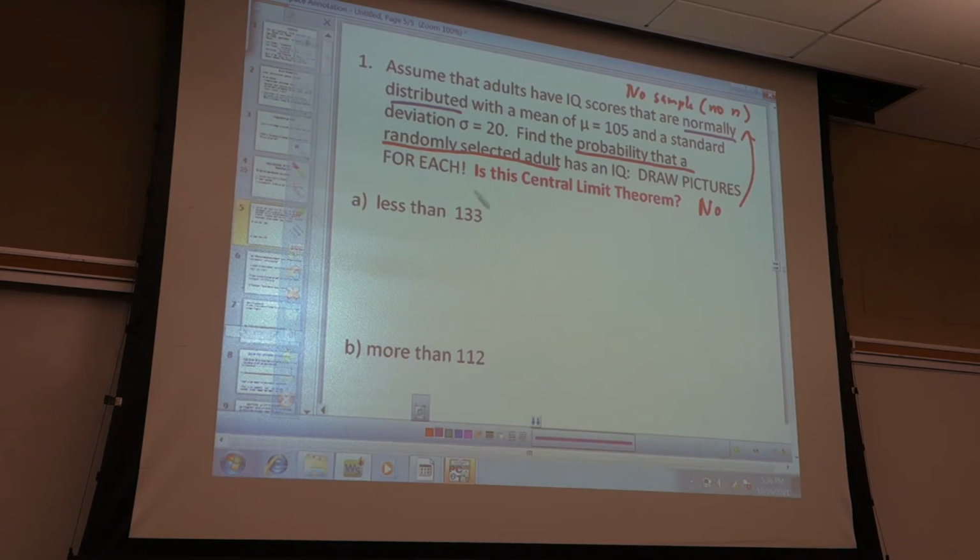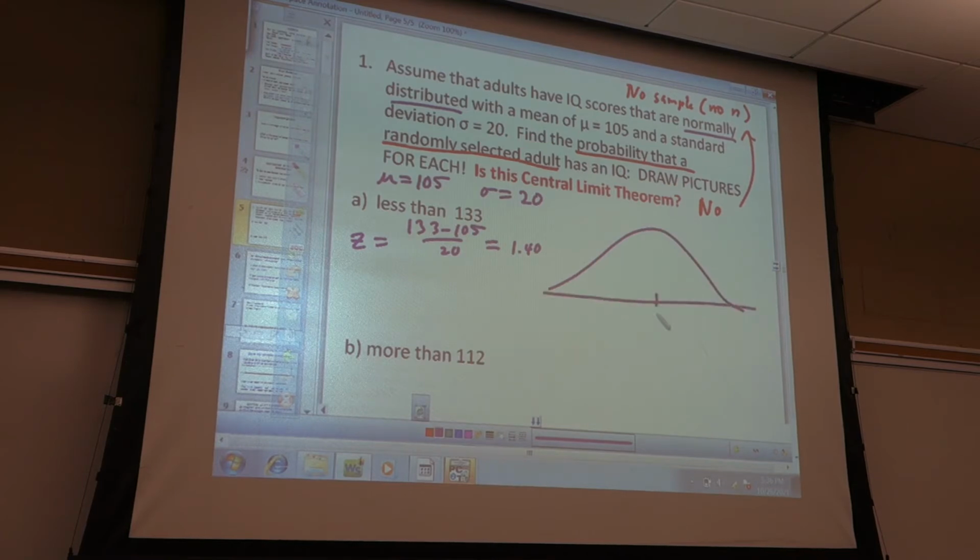So here I've got my mu is equal to 105. My sigma is equal to 20. Here my x is equal to 133. So I find my z-score. 133 minus 105 divided by 20. Angelo, what'd you get? 1.4. 1.40. So then you draw a picture.